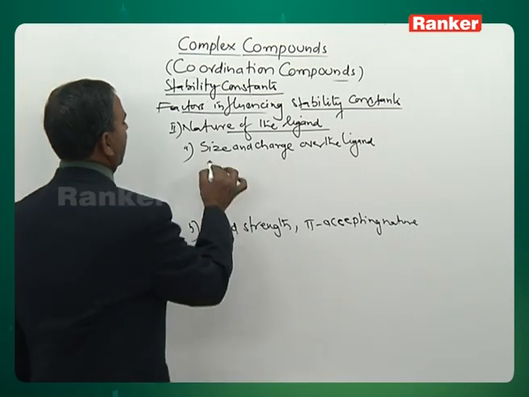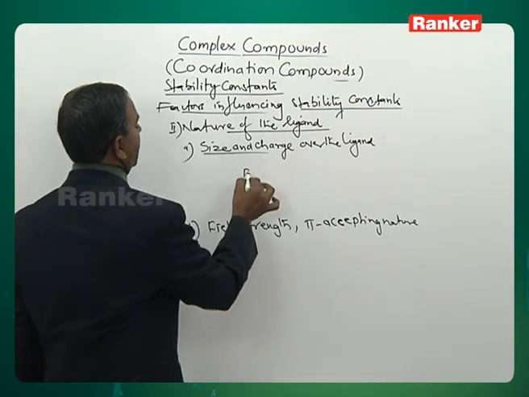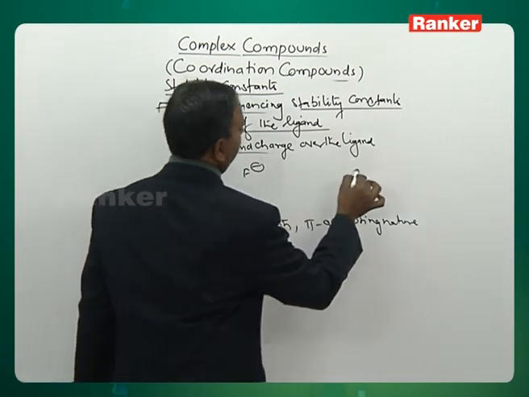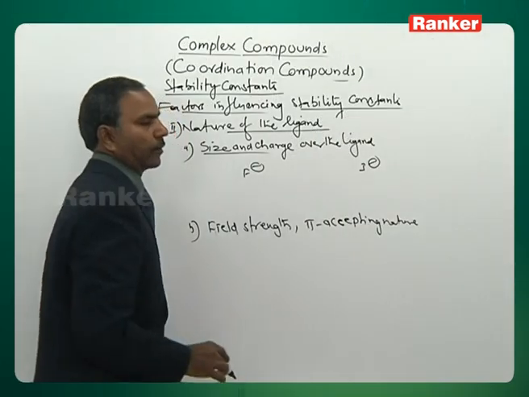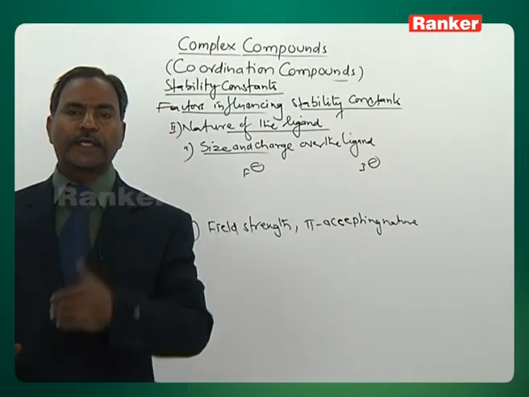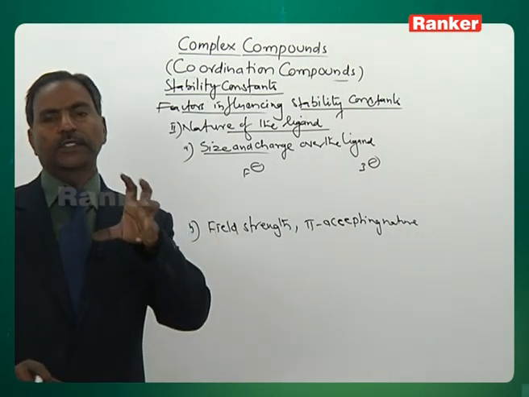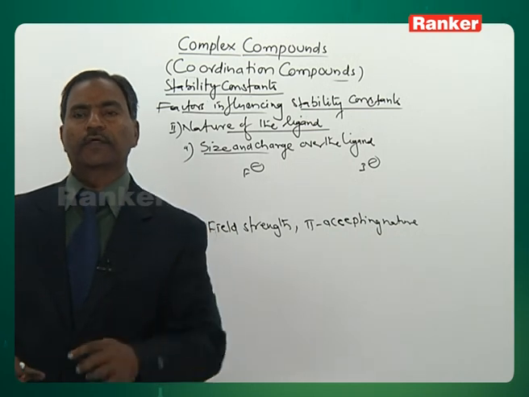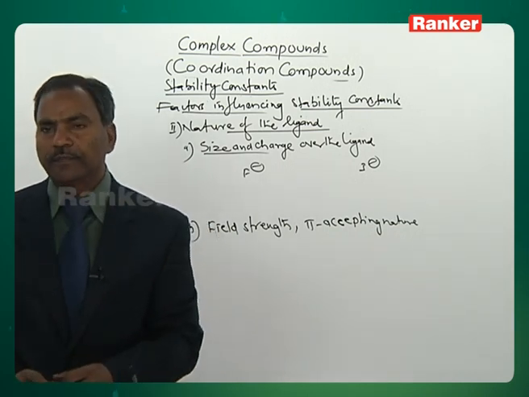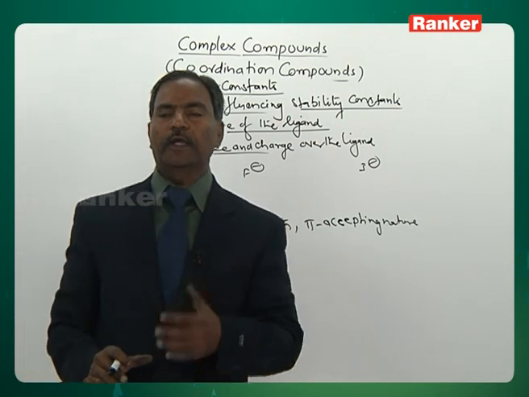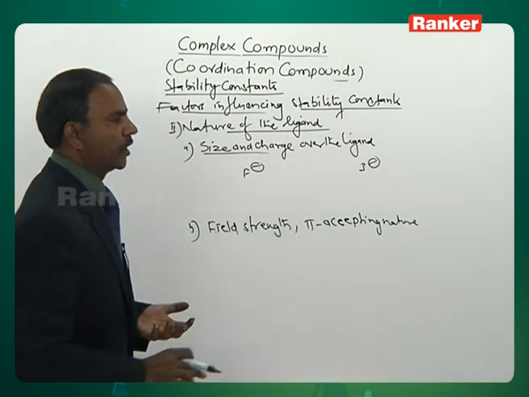Size and charge of the ligand. A ligand with smaller size, take fluoride, take iodide. A ligand with smaller size possesses greater charge density. Once charge density is more, it can show greater electrostatic force on the metal cation, and the strength of the bond will be high, therefore producing a highly stable complex.